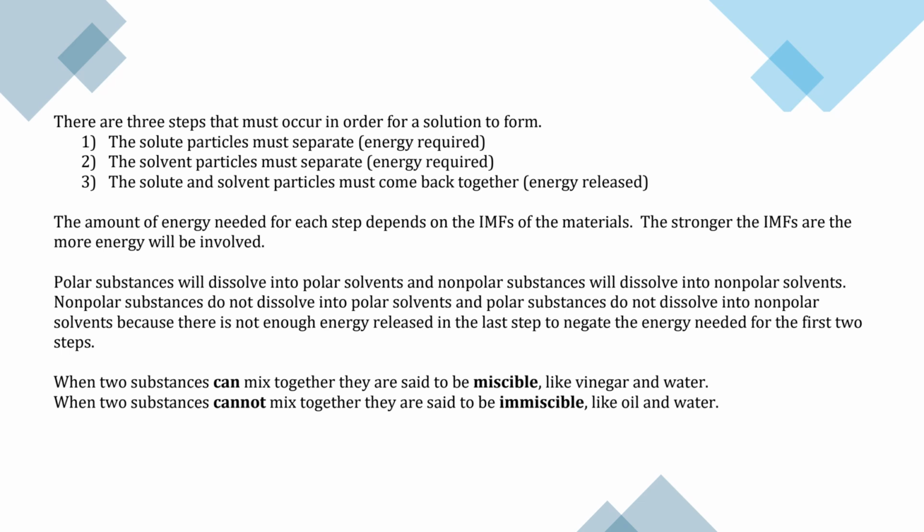A polar substance will dissolve into polar solvents, and nonpolar substances will dissolve into nonpolar solvents. They do not dissolve into each other. So a nonpolar substance into a polar substance will not dissolve, and vice versa, because there's not enough energy released in the last step to negate the energy needed for the first two steps. When substances can mix together, they're said to be miscible. If they cannot mix together, they are immiscible.